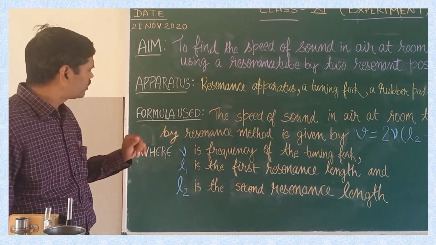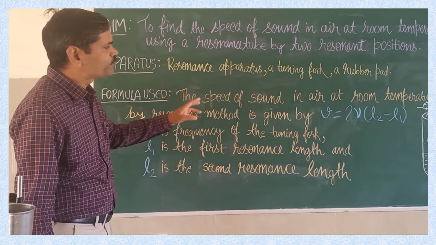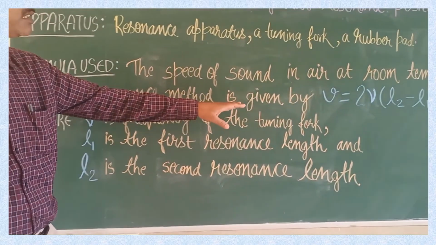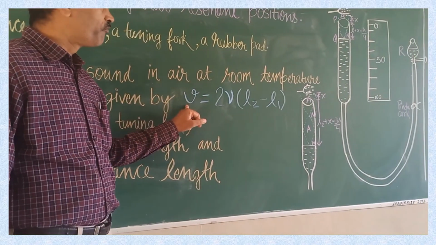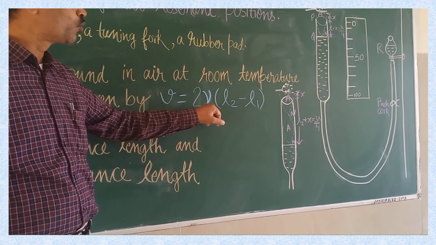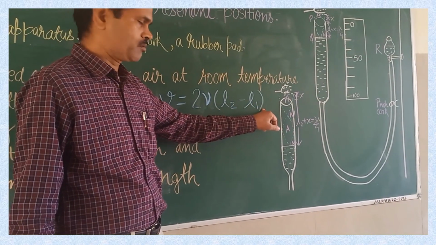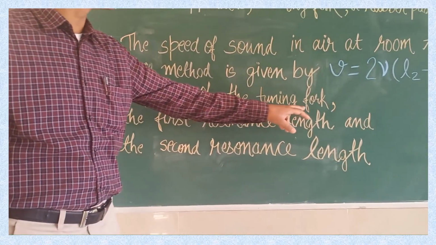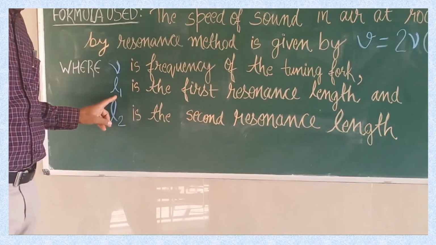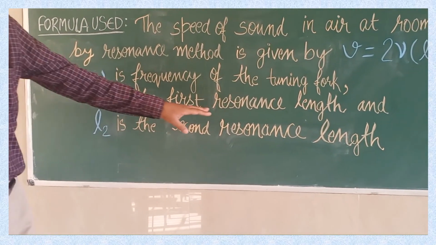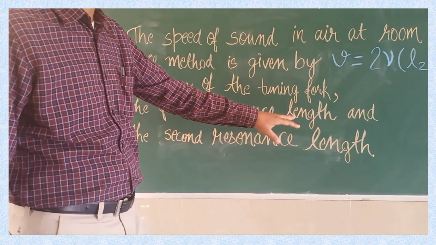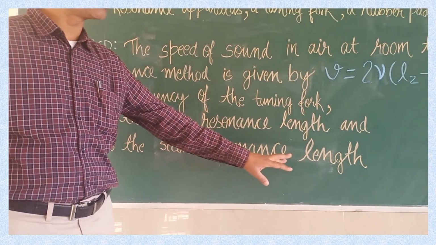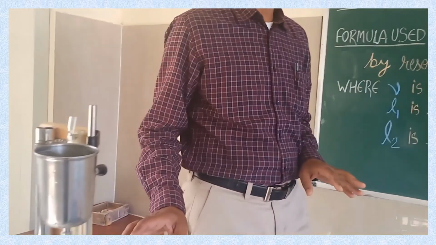Next is the formula used. The speed of sound in air at room temperature by the resonance method is given by V equal to 2 nu times (L2 minus L1), where nu is the frequency of the tuning fork, L1 is the first resonance length, and L2 is the second resonance length on the resonance tube.